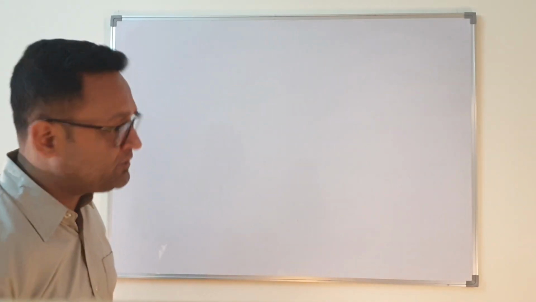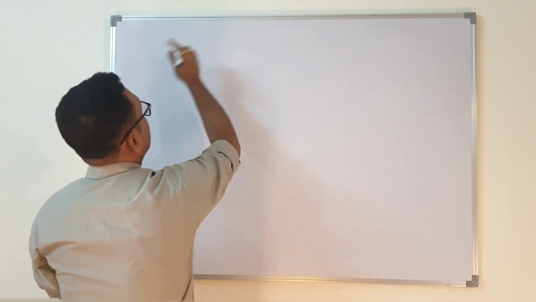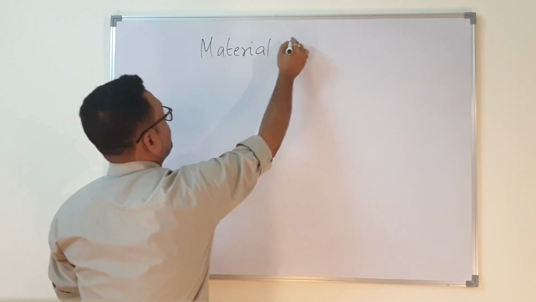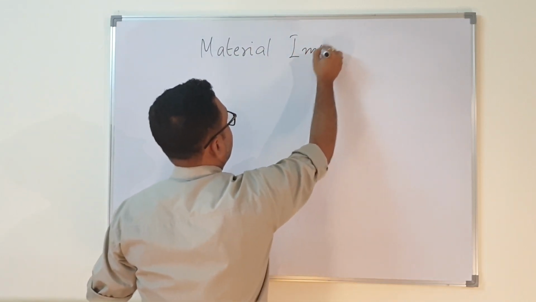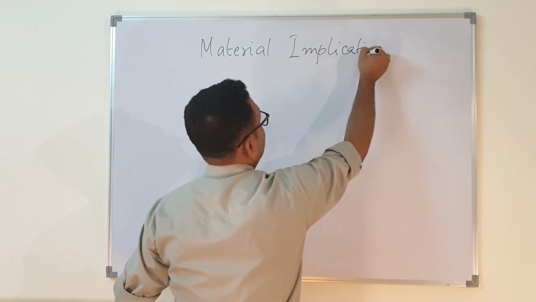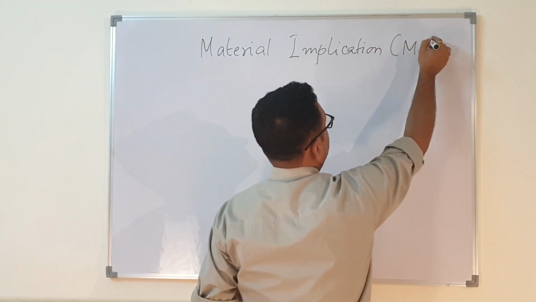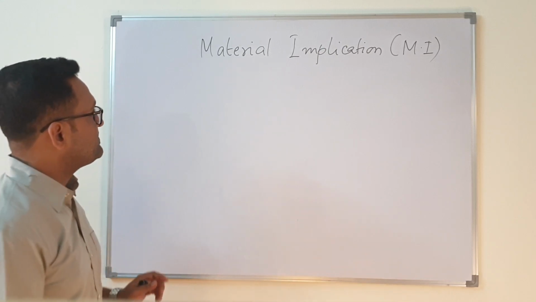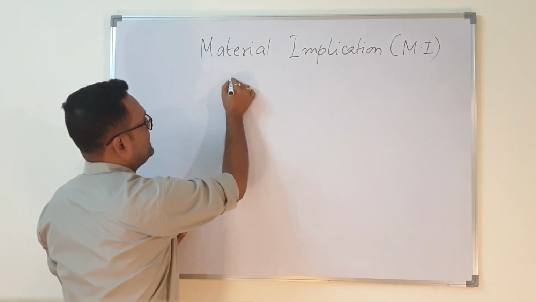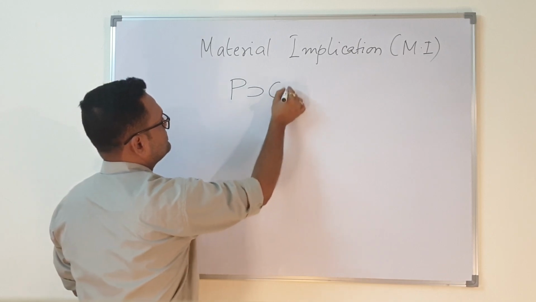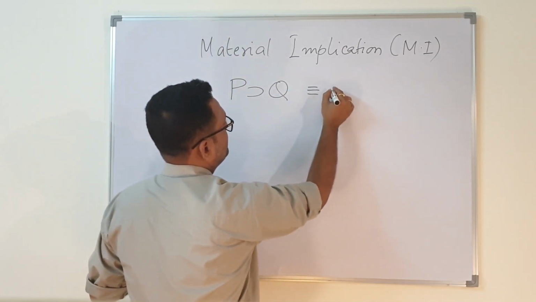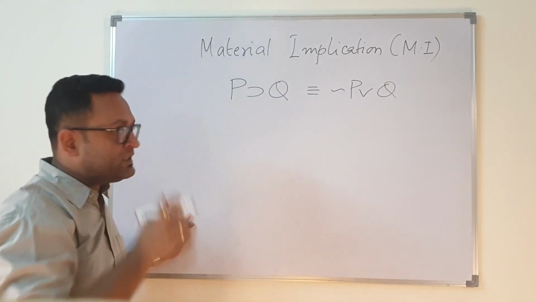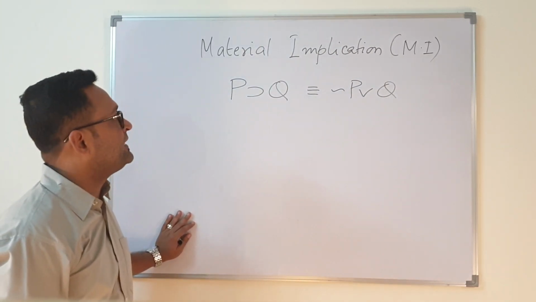Let us first talk about something called material implication. Material implication, short form will be MI. What does material implication say? Material implication says that if you have P implies Q, it is equivalent to negation of P wedge Q. Fine. So this is basically the rule of material implication.